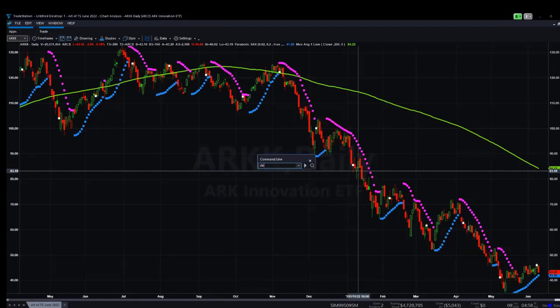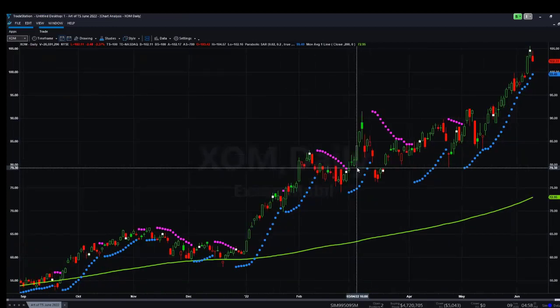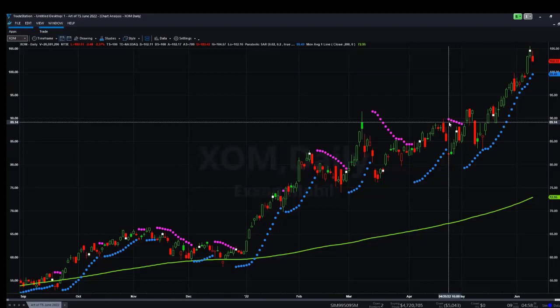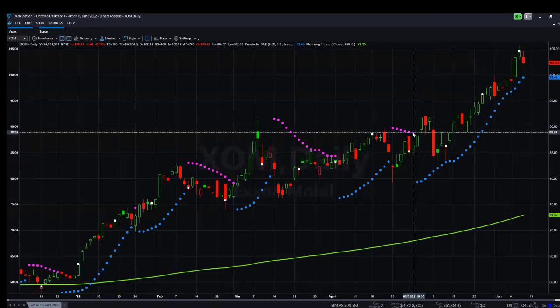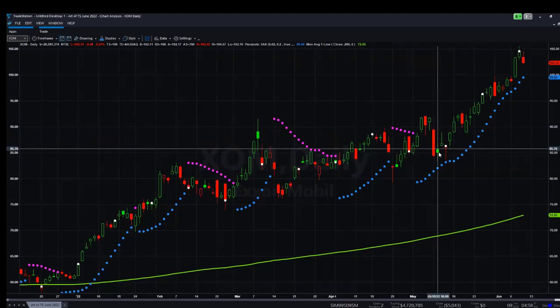The same thing was true for ExxonMobil, an example I saw a while back. Exxon here basically triggered a bullish signal right here. So basically, Exxon hits the top of its range, triggers a bullish signal, and then it retests back lower.